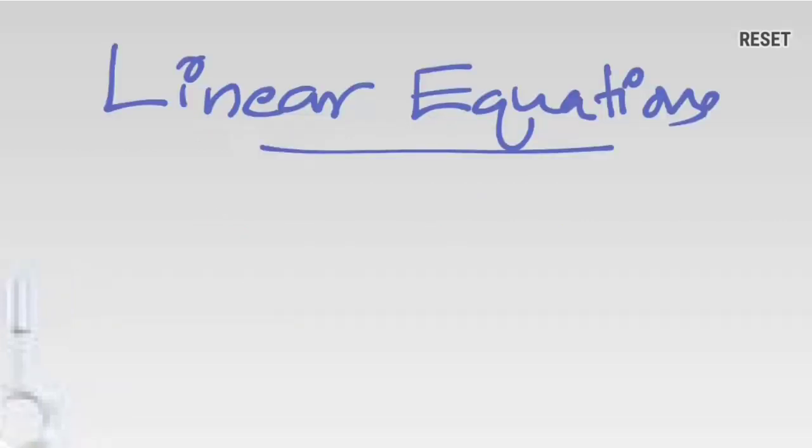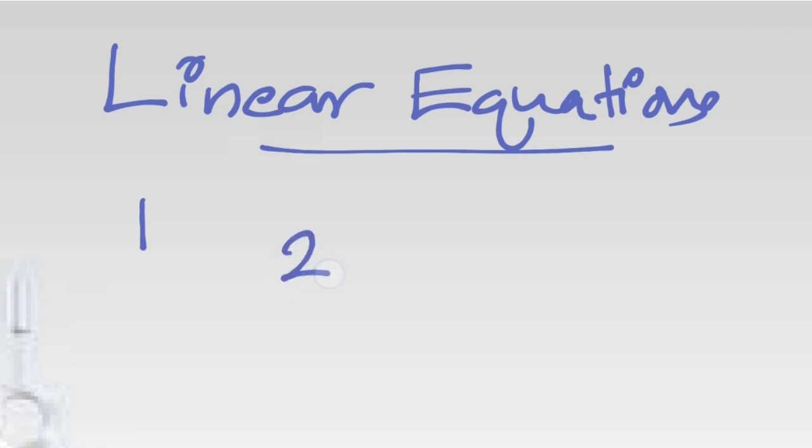Now we can discuss linear equations. What is meant by a linear equation? From the last chapter, Polynomials, we have studied linear polynomials. What is a linear polynomial? A linear polynomial means a first degree polynomial. If the degree of the polynomial is 1, such polynomials are known as linear polynomials.